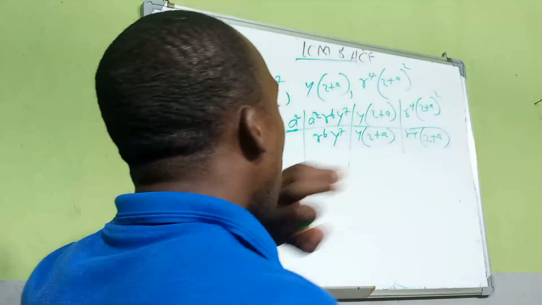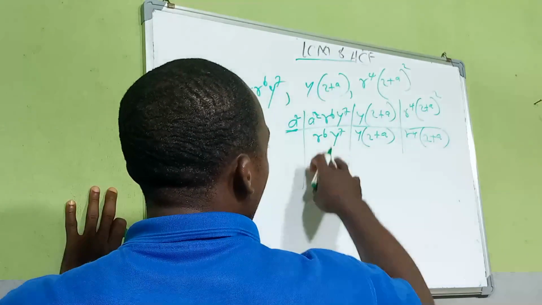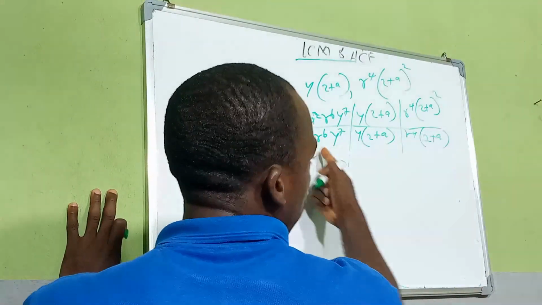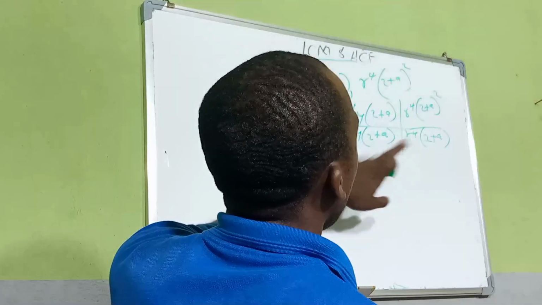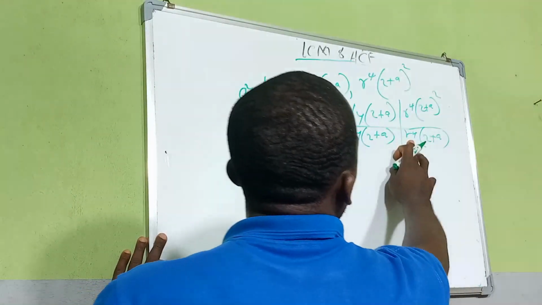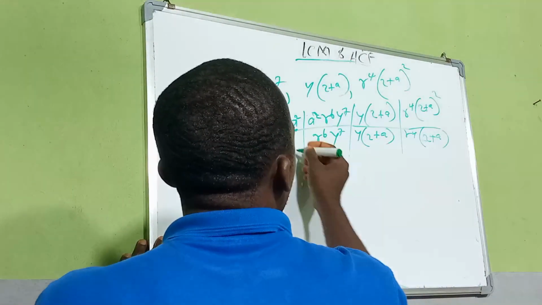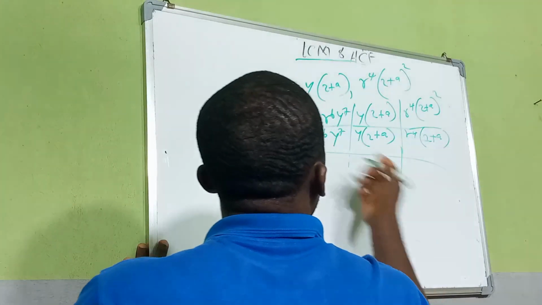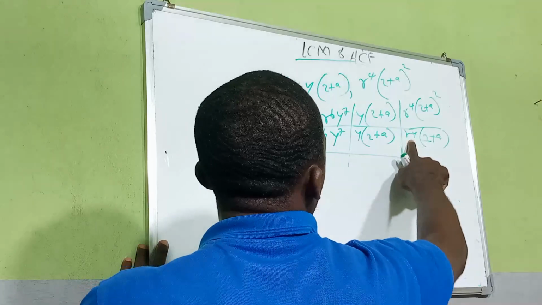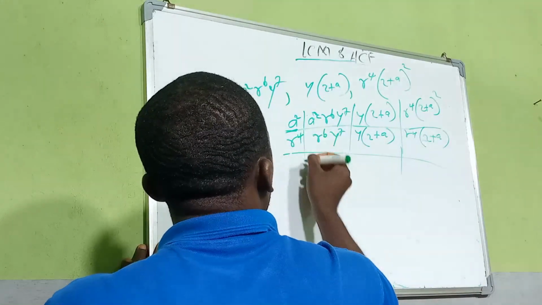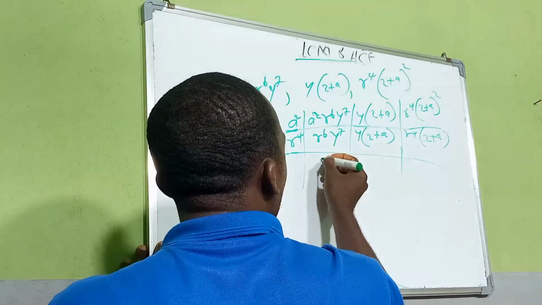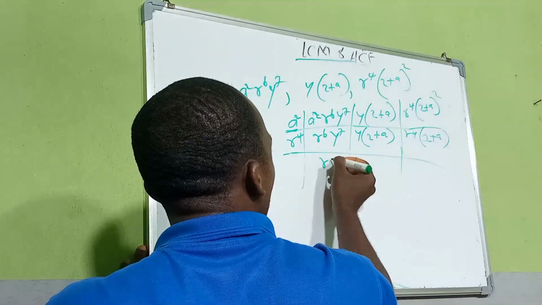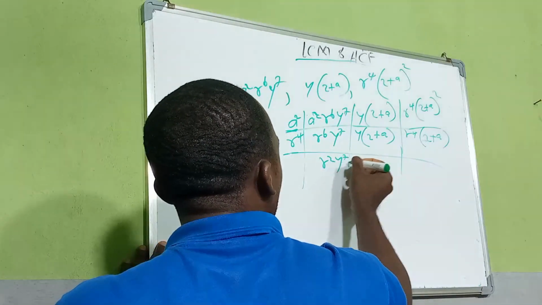Now here we have another thing like R. Since we have R raised to power 6, Y raised to power 7, and R raised to power 4, let me first of all use R. Since we have R here and R, let me use R raised to power 4. Now R raised to power 4 goes here. We have R raised to power 2, Y raised to power 7.